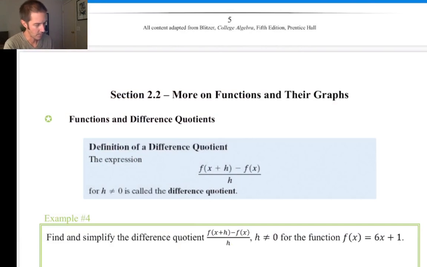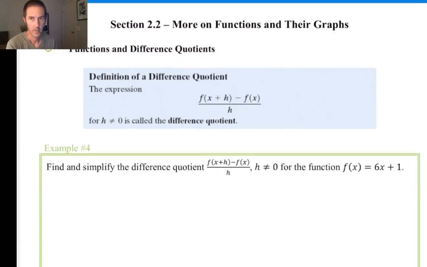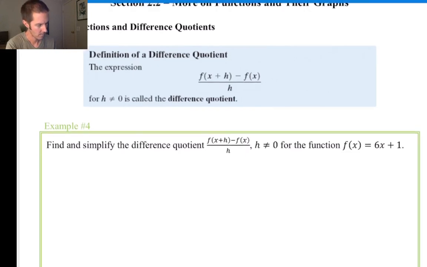The first thing we need to look at in our conversation about more functions is the definition of the difference quotient. And if you're going all the way through Calc 1, you're going to eventually know the difference quotient very well. But the use of the difference quotient here is kind of an exercise for us to do some algebraic manipulation.